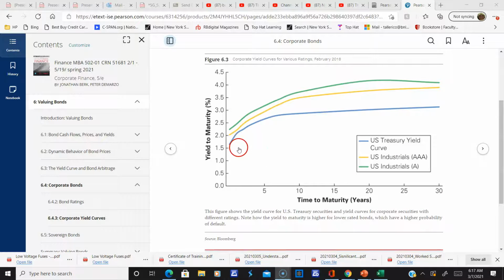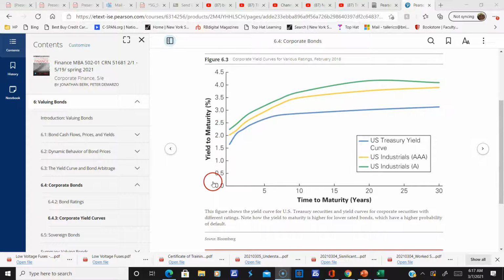Here's a graph which displays the Treasury yield curve in blue, and you'll notice this rate is lower than the other two. Here's the U.S. industrials that are rated AAA. Everyone see that? And here's the U.S. industrials rated A. You'll see this has the higher risk, so it has the higher return as opposed to the AAA. And of course this is risk free because this is government, so this is lowest.